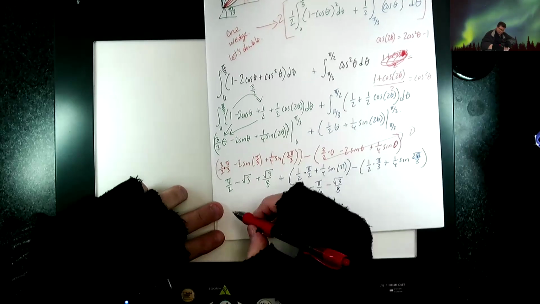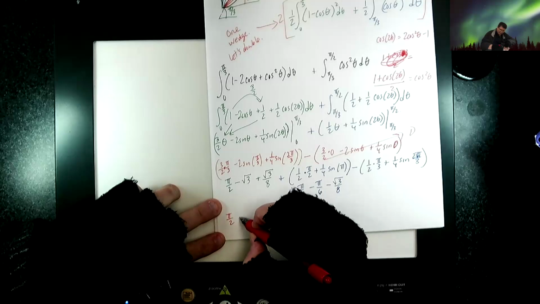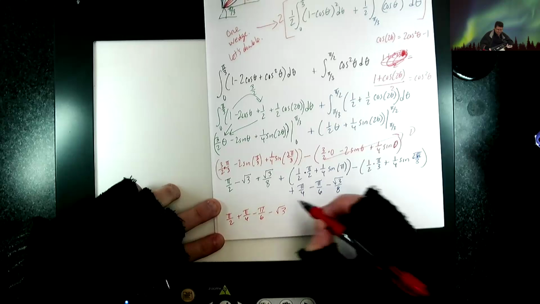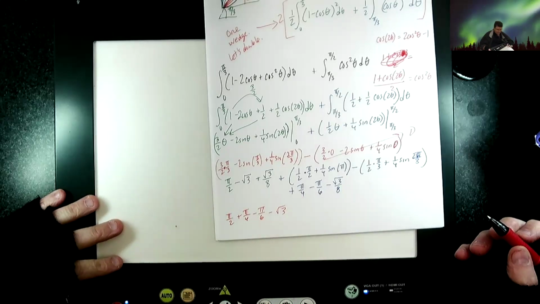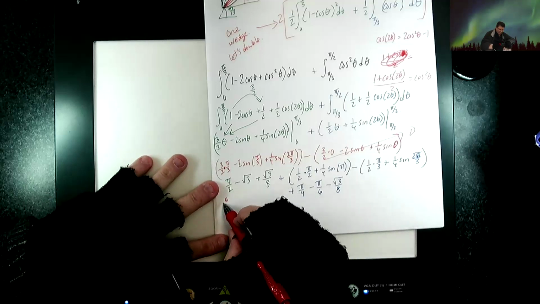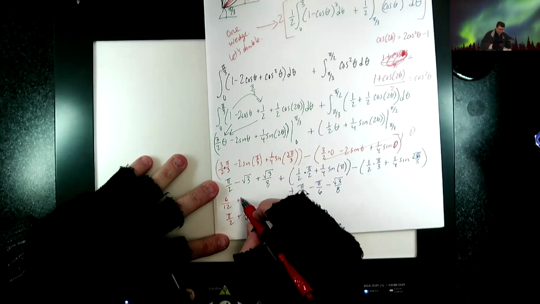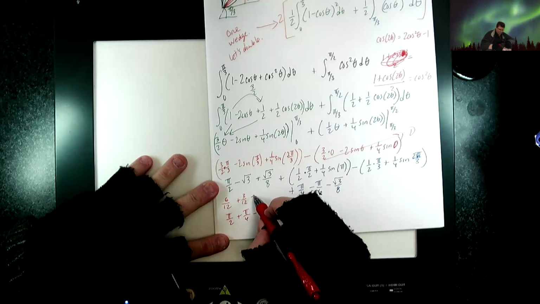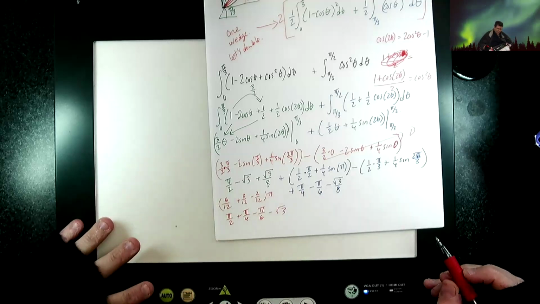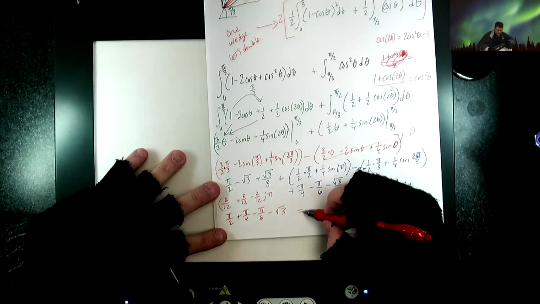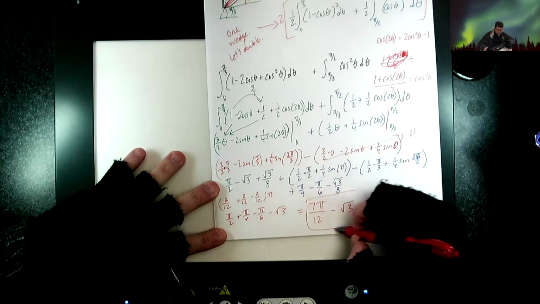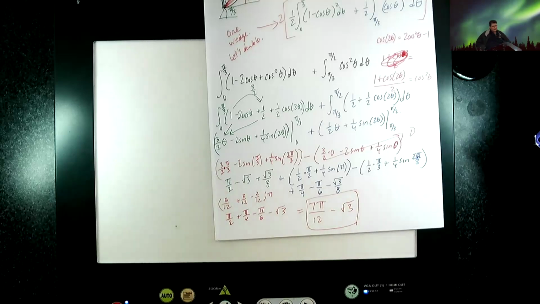So I've got pi/2 plus pi/4 minus pi/6 minus √3. If I get a common denominator, this is 6/12, 3/12 minus 2/12 times pi. What is that? 7 pi/12 minus √3. Whatever that area is in a calculator.